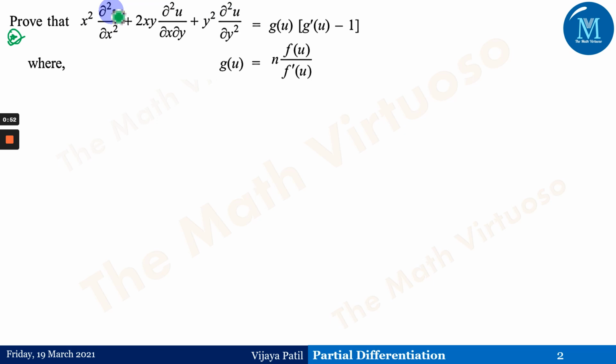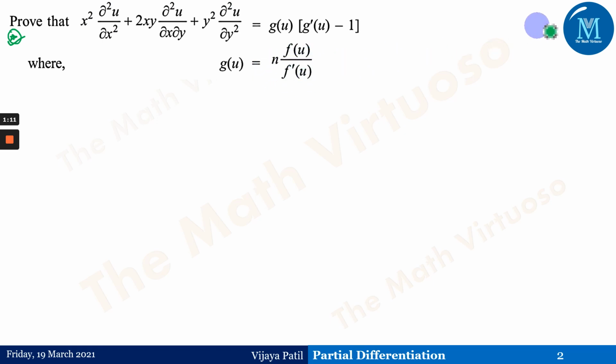Prove that x square ∂²u/∂x² plus 2xy ∂²u/∂x∂y plus y square ∂²u/∂y² is equal to g(u) into (g'(u) minus 1). What is this g(u)? g(u) is nothing but n into f(u) upon f'(u).